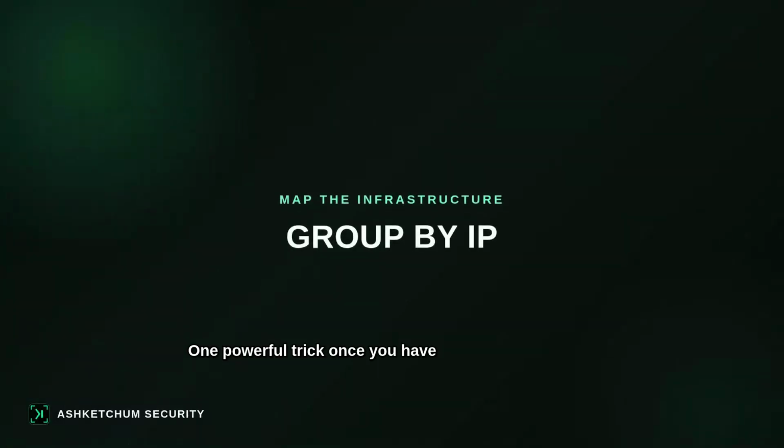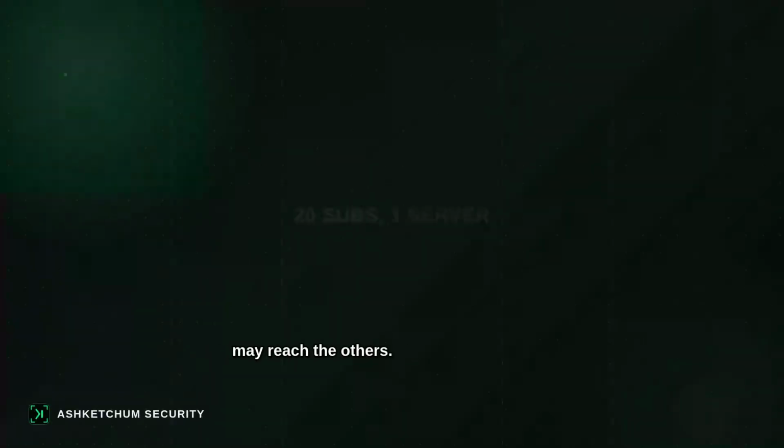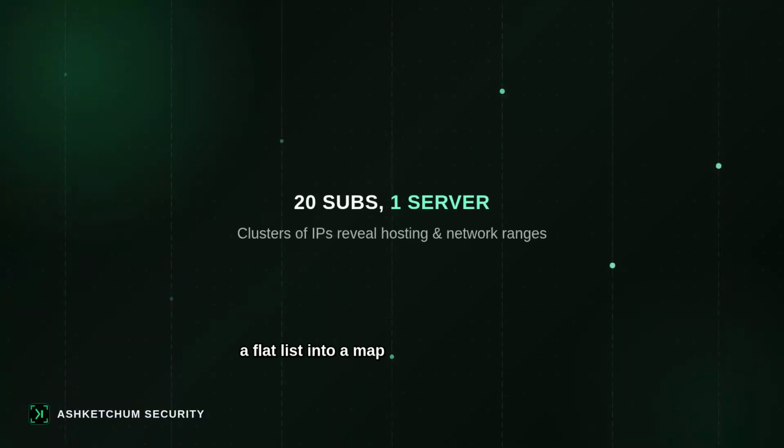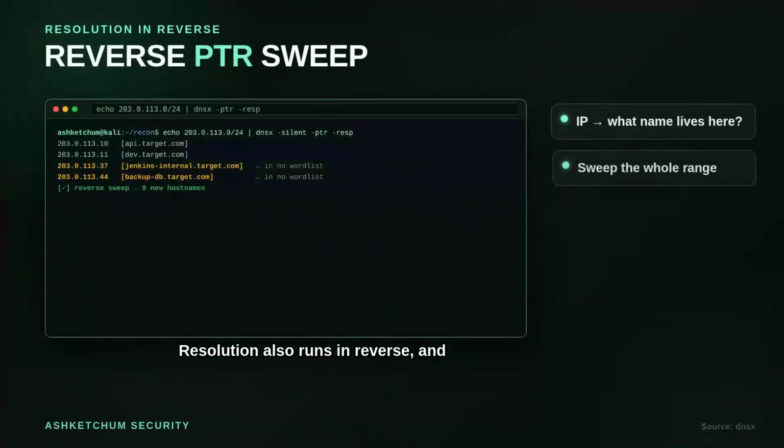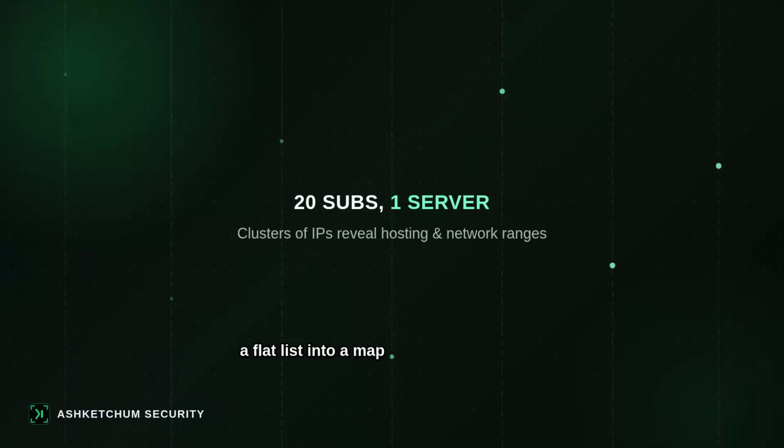One powerful trick: once you have IP addresses, group by them. You'll often find 20 different subdomains all resolving to the same IP. That's one server hosting many sites, and if one is vulnerable, you may reach the others. Look wider, and clusters of IPs reveal the hosting providers and network ranges a company owns. Grouping resolved names by address turns a flat list into a map of the target's real infrastructure and shows you where the crown jewels are concentrated.